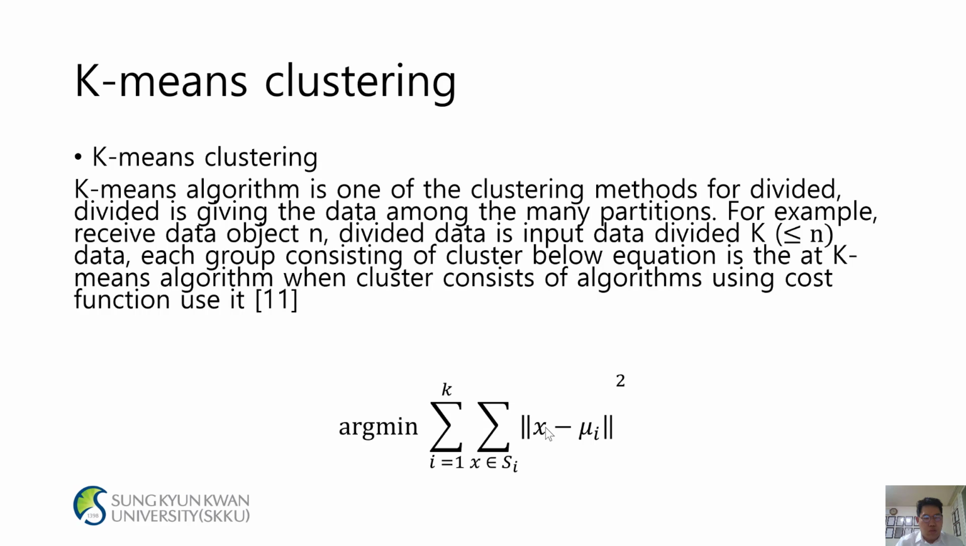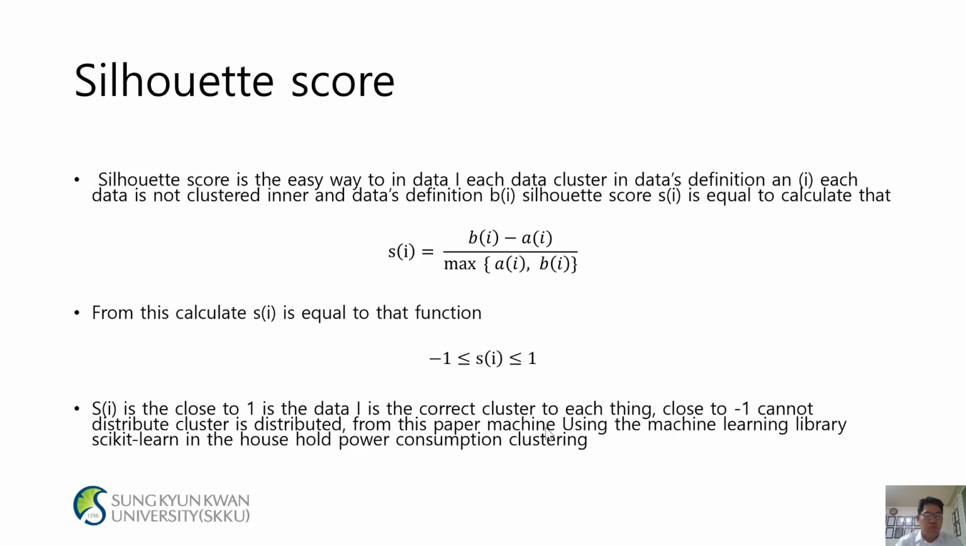K-means clustering. The K-means clustering algorithm is one of the clustering methods for dividing. Dividing is distributing the data among many partitions. For example, given data objects, the input data is divided into K groups. Each group consists of a cluster. The equation below is the K-means algorithm, where clusters are formed using a cost function.